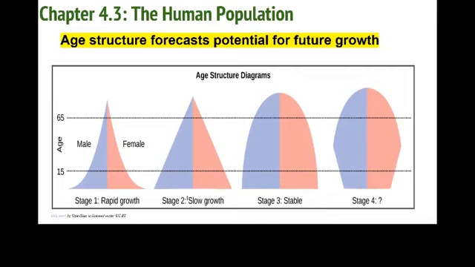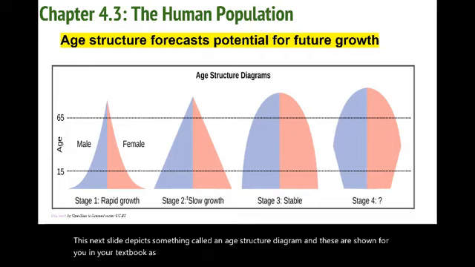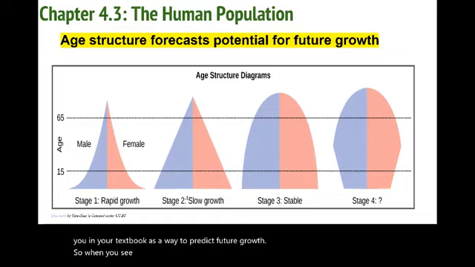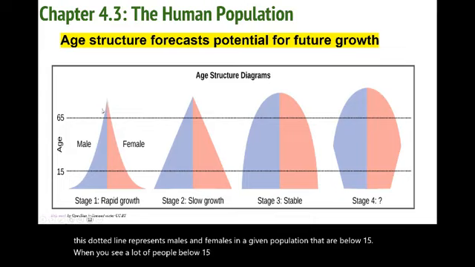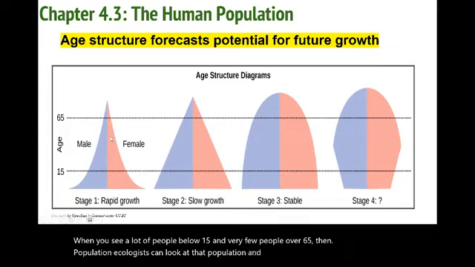This next slide depicts something called an age structure diagram, and these are shown for you in your textbook as a way to predict future growth. So when you see a population where you have a lot of people under 15, so everything under this dotted line represents males and females in a given population that are below 15. When you see a lot of people below 15 and very few people over 65, then population ecologists can look at that population and say there's going to be rapid growth.